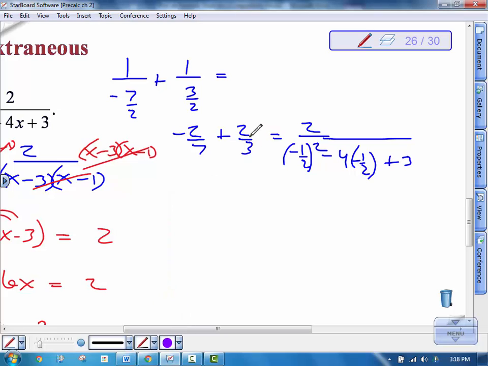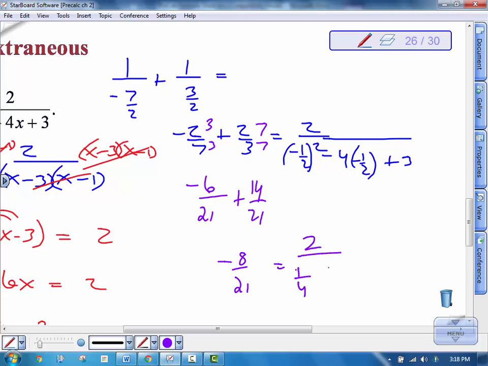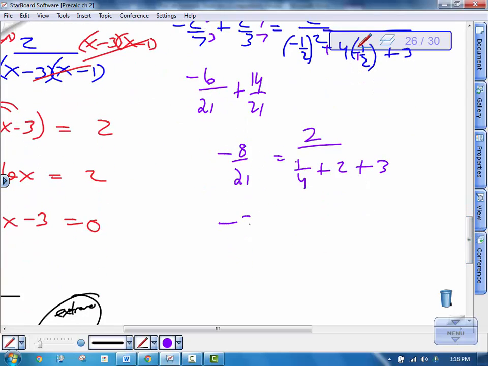So multiply top and bottom by 7 in this case. Multiply top and bottom by 3 in this case. So it's negative 6 over 21 plus 14 over 21, which gives you negative 8 over 21. That should be what we get on the right. Let's check that out. This is positive 1/4 plus 2 plus 3. Double negatives go positive here. And let's see, negative 8 over 21 equals 1/4, so I need to get a common denominator, multiply top and bottom by 4, top and bottom by 4.